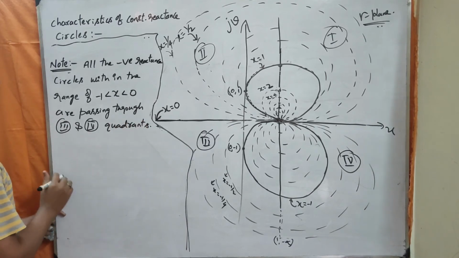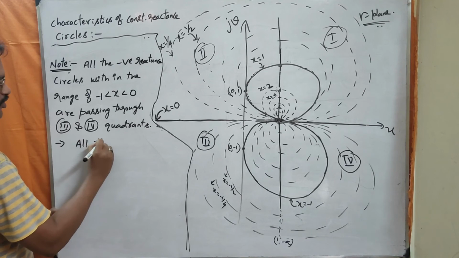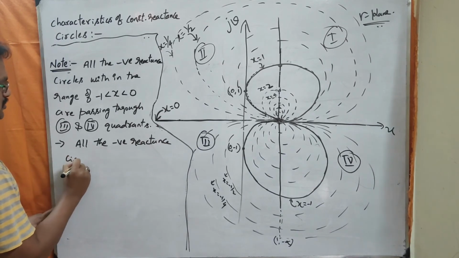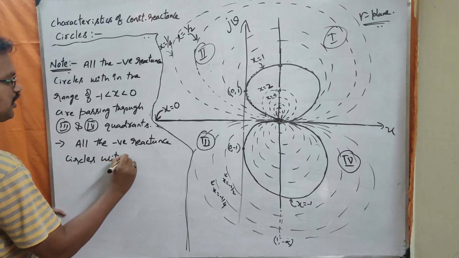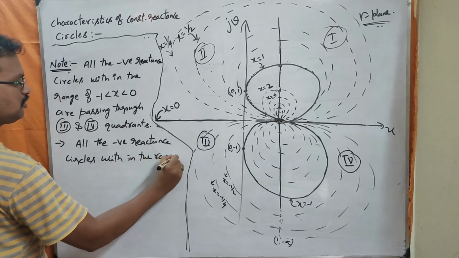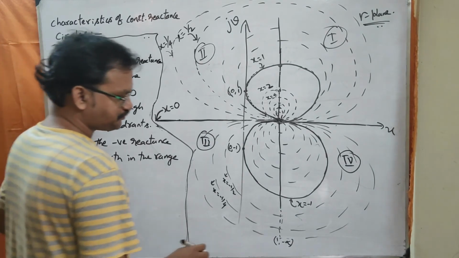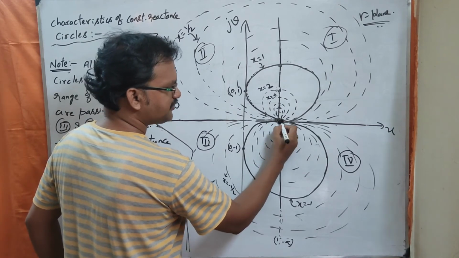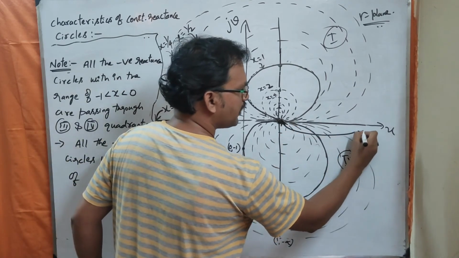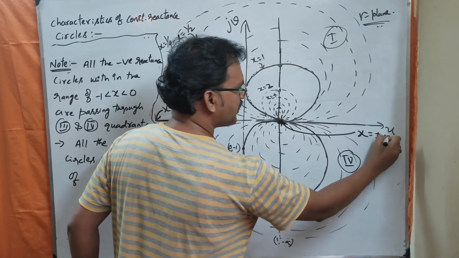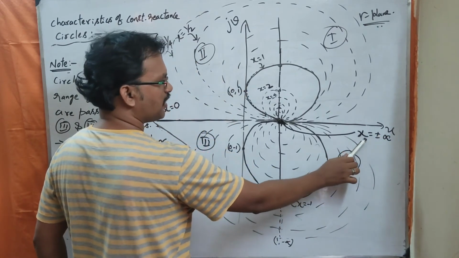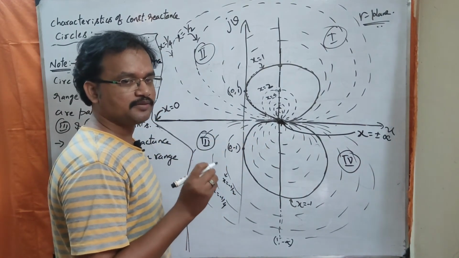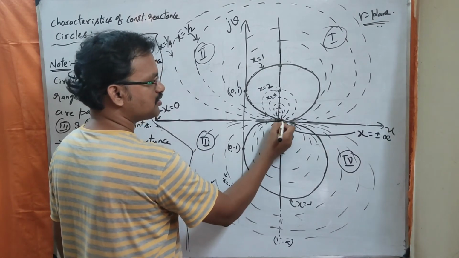Yes or no? Okay. Next, all the negative reactance circles in the same point here, within the range of... Okay. Now see here, now here this point. At this point x is equal to plus or minus what? Plus or minus infinity. Whether x is equal to plus infinity or x is equal to minus infinity, the radius of the circle will become 0. Yes or no? That means it represents a point circle at point 1 comma 0.